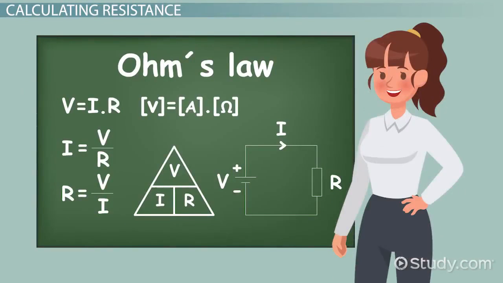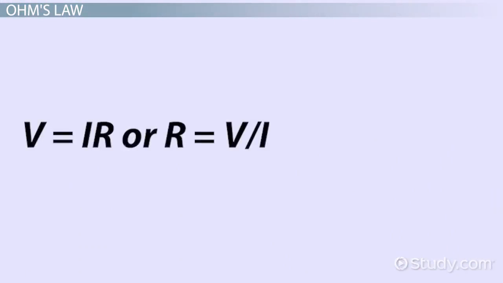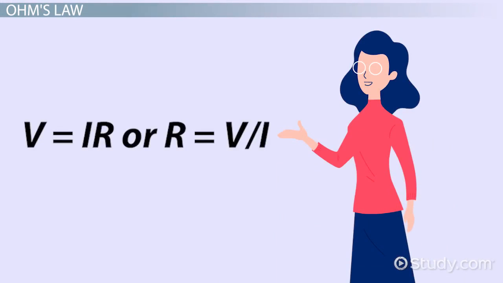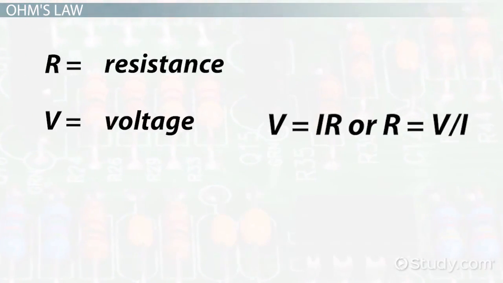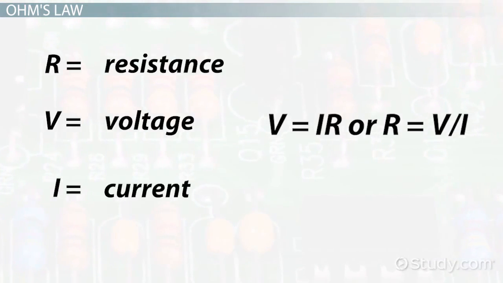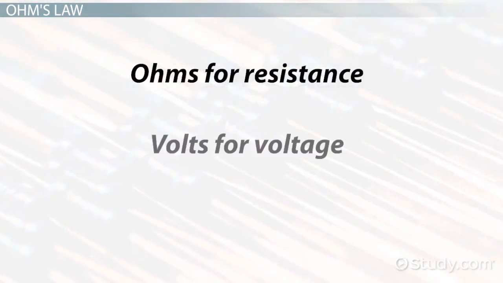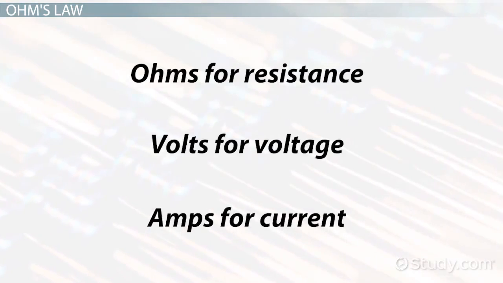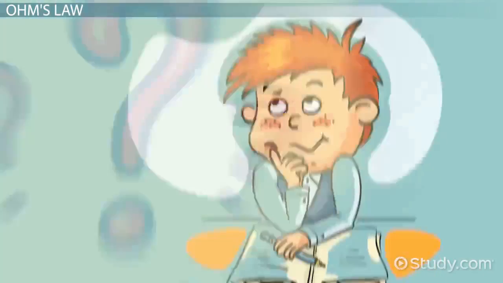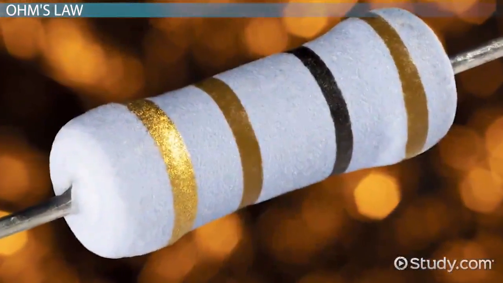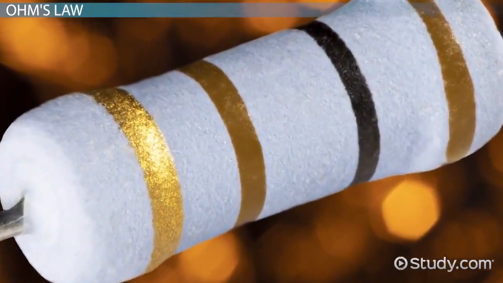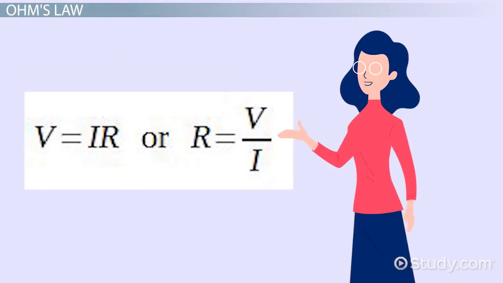All circuits that conduct electricity will follow what is called Ohm's law. This law tells you how your voltage and current are related to your resistance. The R stands for resistance, the V stands for voltage, and the I stands for current. Your units are ohms for resistance, volts for voltage, and amps for current. This formula tells you that your resistance is always equal to your voltage divided by the current. You can also say that your voltage is equal to your current multiplied by your resistance, or V equals IR in equation form, with R equaling V divided by I.